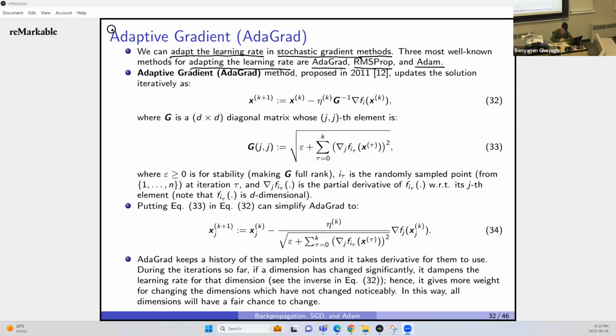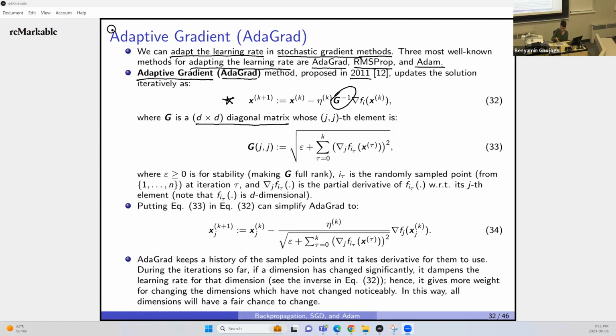So let's talk about them. Let's first talk about AdaGrad, short for adaptive gradient. It was proposed in 2011, in reference 12. As you see, we are getting closer to the state of the art. It updates the solution iteratively as this, equation 32. Let's take a look at that. The only difference from gradient descent is this G inverse. If you drop the G inverse, it becomes stochastic gradient descent. Okay, let's see. G is a D by D diagonal matrix. So it's diagonal and it is D by D. What is D? The dimensionality of data, x.